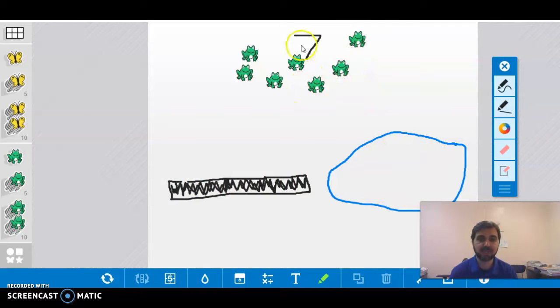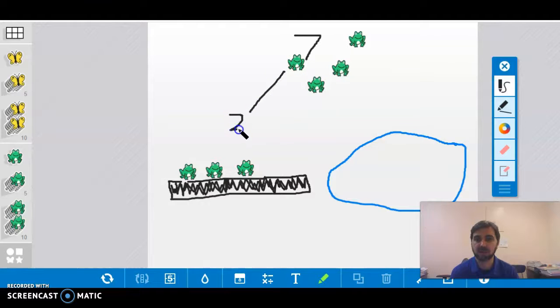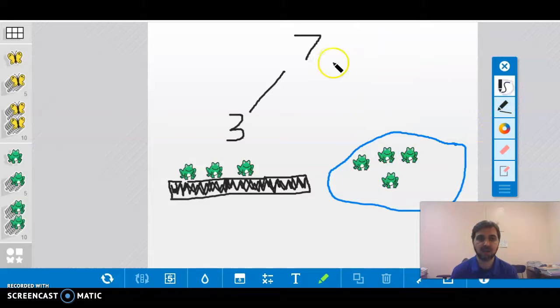So we're going to break up these 7 frogs into 2 groups and see what we can come up with. So let's see, for example, what if 3 frogs jump onto the log? All right, so we took 3 away, and we're still left with 1, 2, 3, 4. All right, so these frogs jump into the pond. 1, 2, 3, 4.